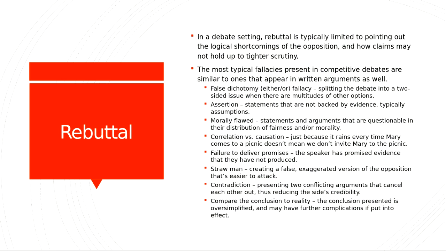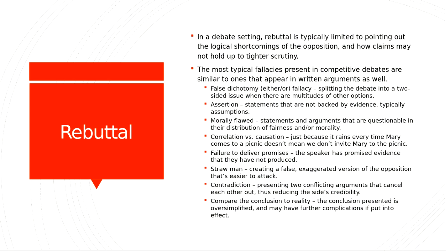Then we have the assertion. Statements that are not backed up by evidence are typically assumptions. This is where we have inherent biases coming in. You're presenting an idea that you assume is correct, but you have no evidence to prove that that assumption is correct. You have nothing but, oh, this particular thing I feel so strongly about that it has to be real. It doesn't work that way in logic.